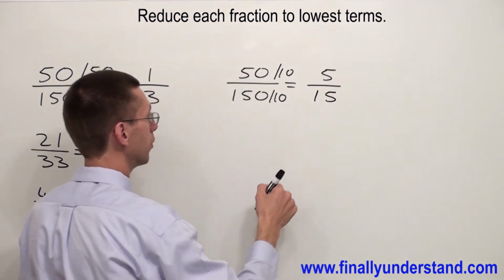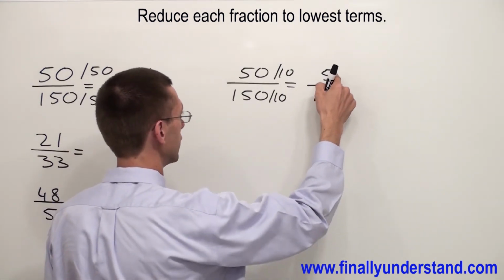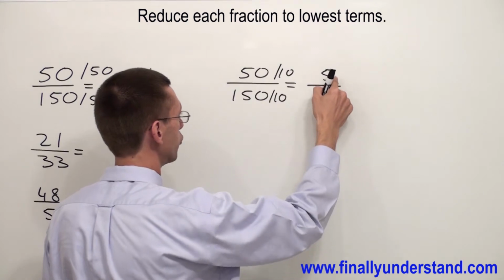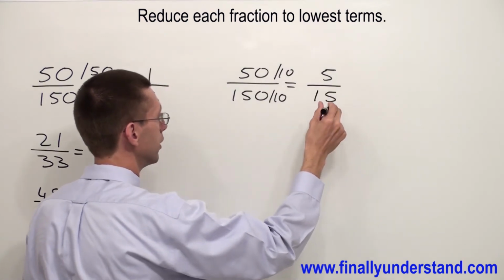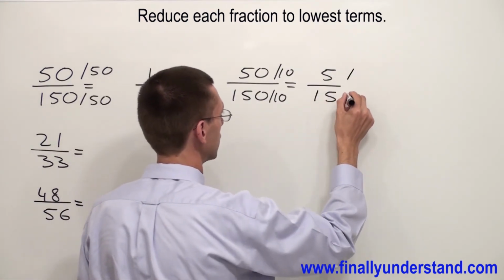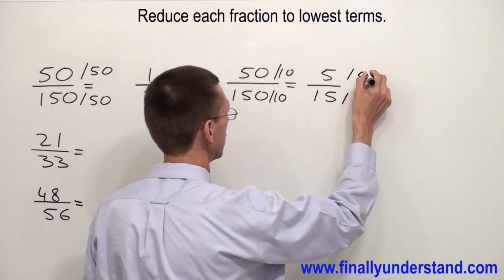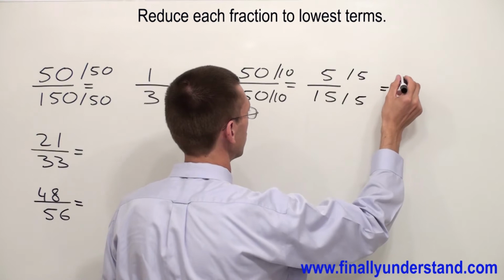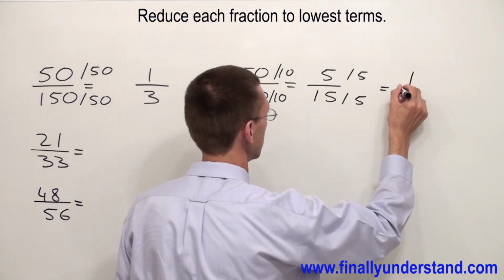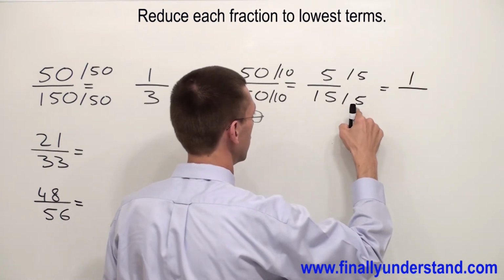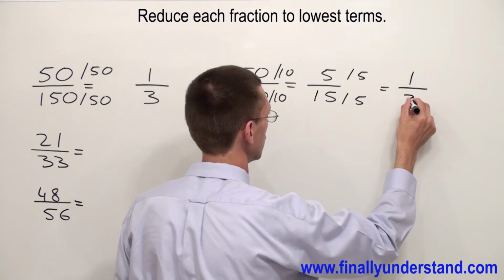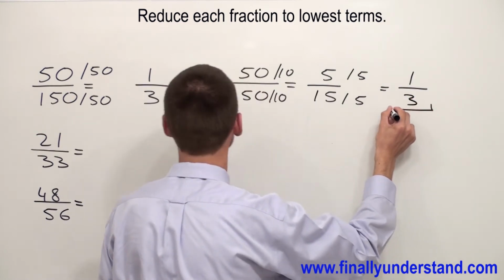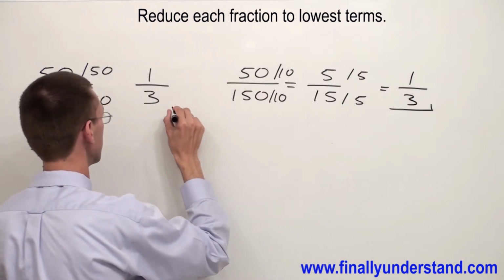Okay, now if you have numbers which end with 5, they are for sure divisible by 5. That's why I'm going to divide numerator and denominator by 5. 5 divided by 5 is 1. 15 divided by 5 is 3. This is my answer, 1/3.